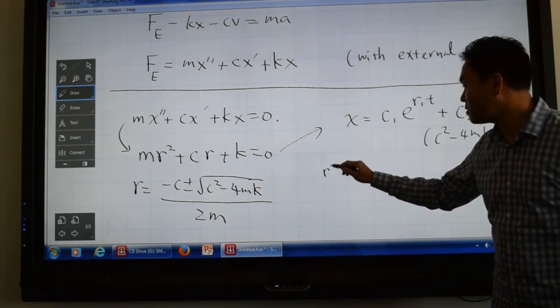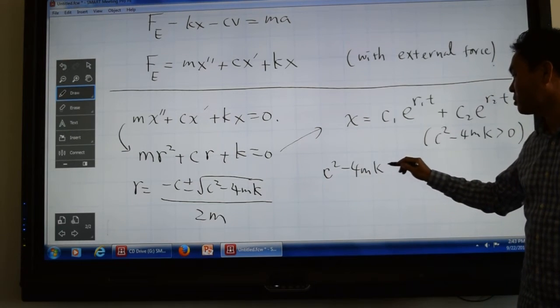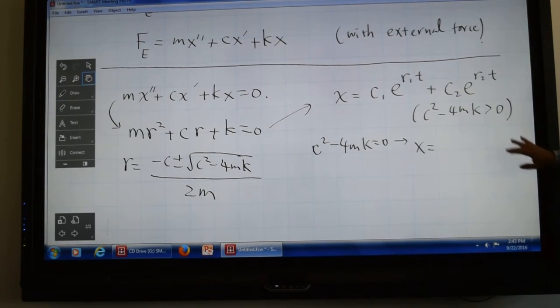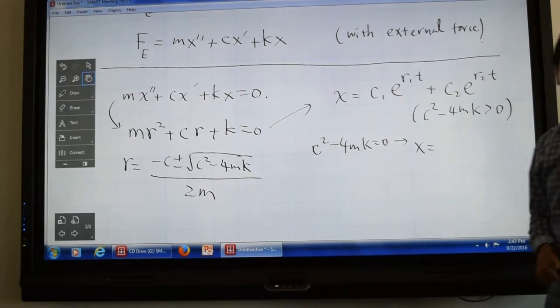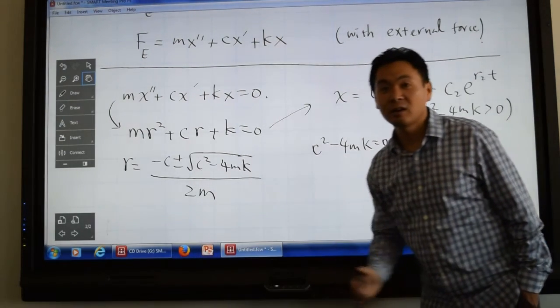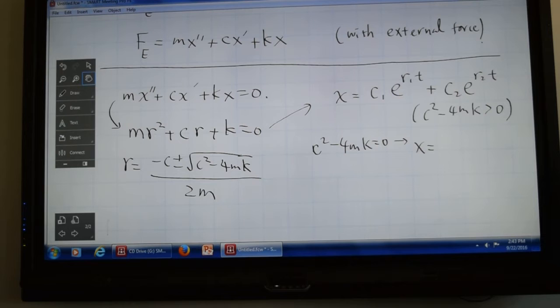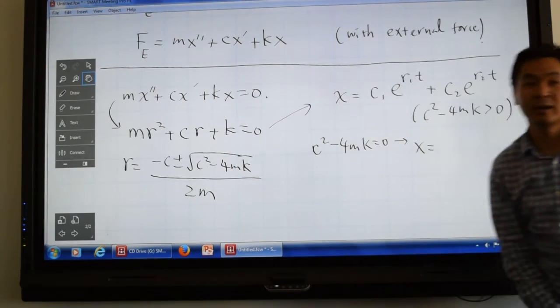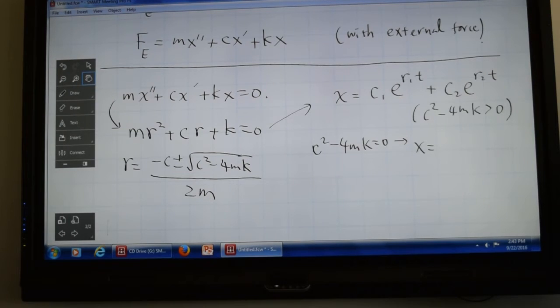What if c squared minus 4mk is 0? What happens? When this is 0, what should you do? If c squared minus 4mk, this part, is equal to 0, what happens to r? It's negative c over 2m. What's the square root of 0? The square root of 0 is 0. I thought it was like undefined or something.